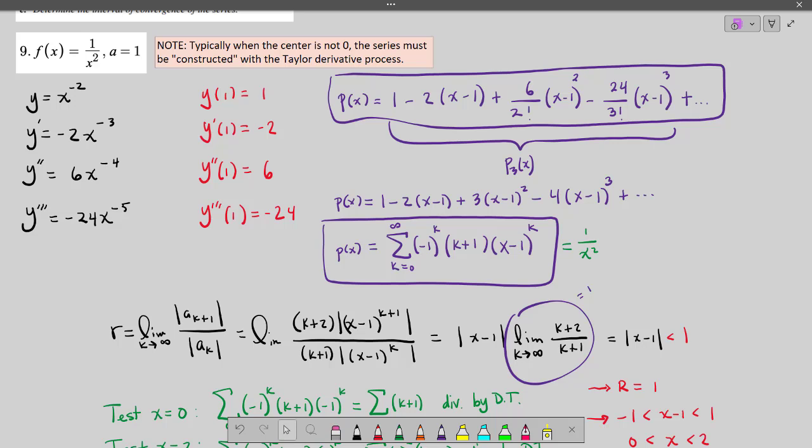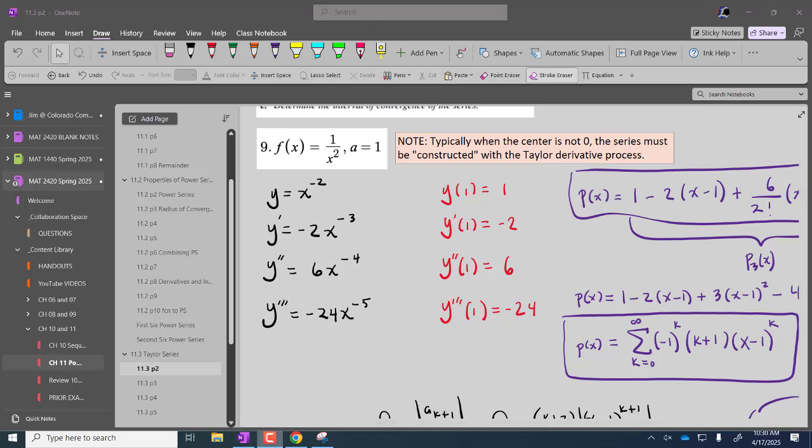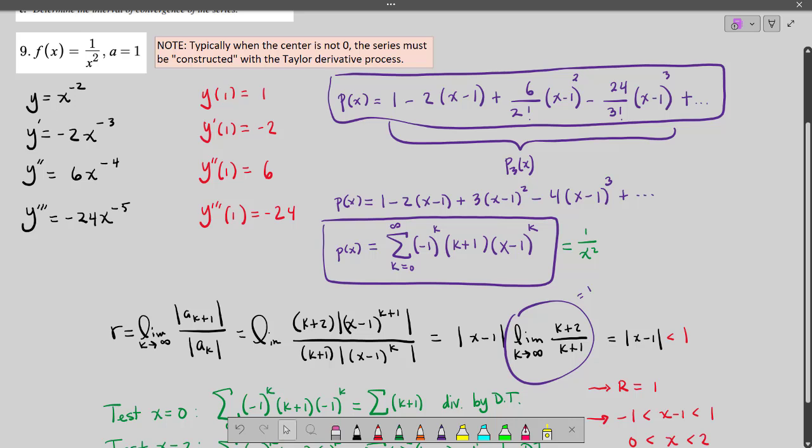All right, let's take a 10-minute break. Take a 10. And again, those are the 5 power series you need to know for the exam up there.